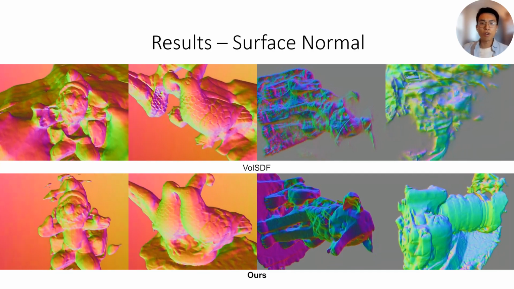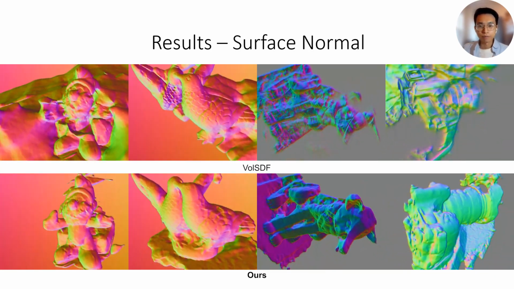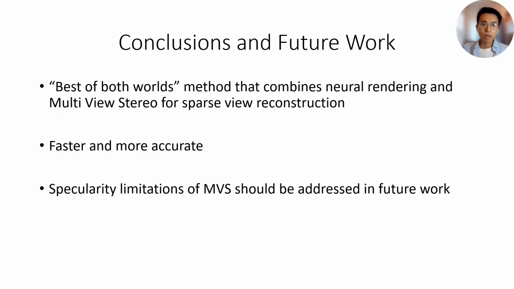Here is a surface normal comparison. Our result is more accurate and complete. With our method, we achieve the best of both worlds in sparse field reconstruction by combining neural rendering and multi-field stereo. Our method is faster and more accurate.